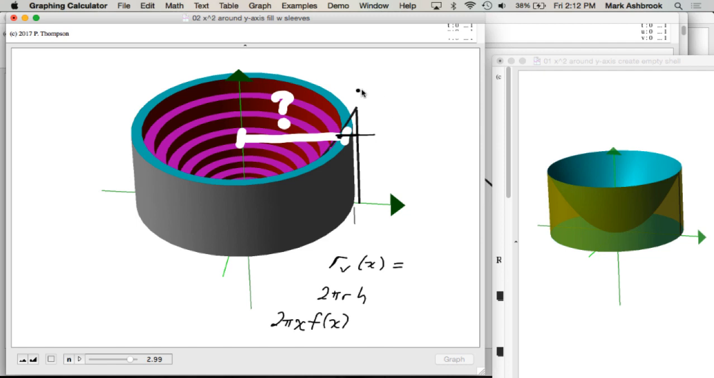So if this f of x is, say, x squared, let's make it x cubed. Something different. All right, so if that function is x cubed, it goes through 0, 0 and then out here to the point 1, 1. Then now we've got our rate of change function is 2 pi x times x cubed, 2 pi x to the 4th. We've got our rate of change function for this volume as x increases from 0 to 1.